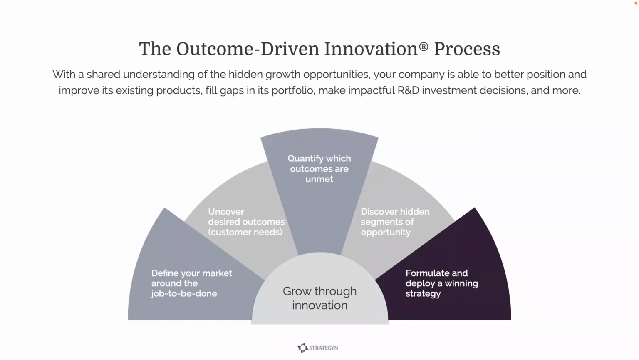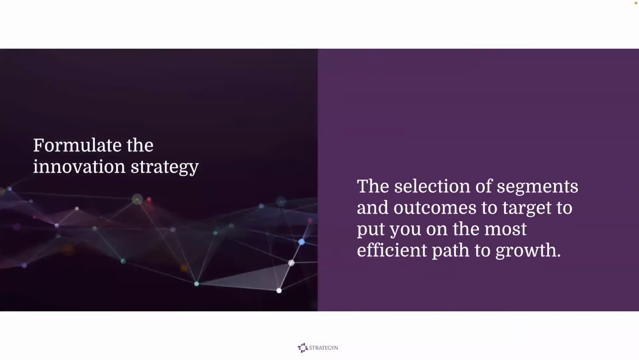And that leads us to the last step. Now that we know who we're serving, what their needs are, which are unmet, and if there are segments of people with different unmet needs, we can formulate our strategy. It starts by formulating what we call the innovation strategy. We've taken two words that are vague and combined them together, making them potentially more vague, but let's define it for you. An innovation strategy is the selection of the segments and outcomes that you want to target to put you on the most efficient path to growth. That's what we're trying to figure out.